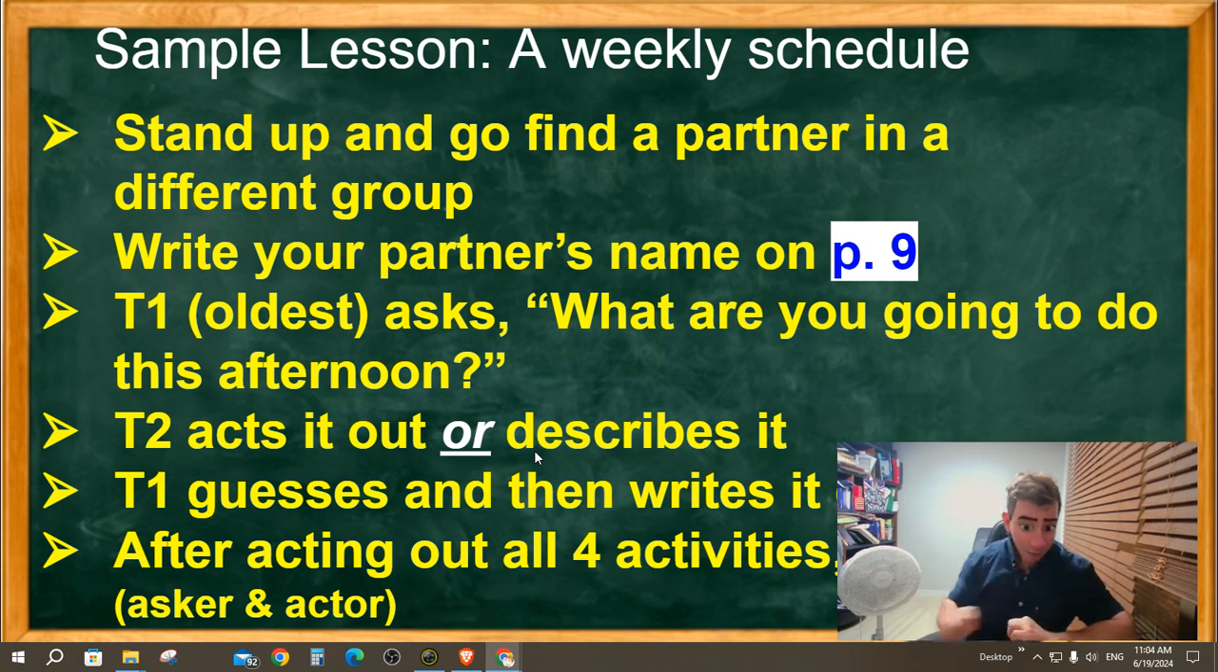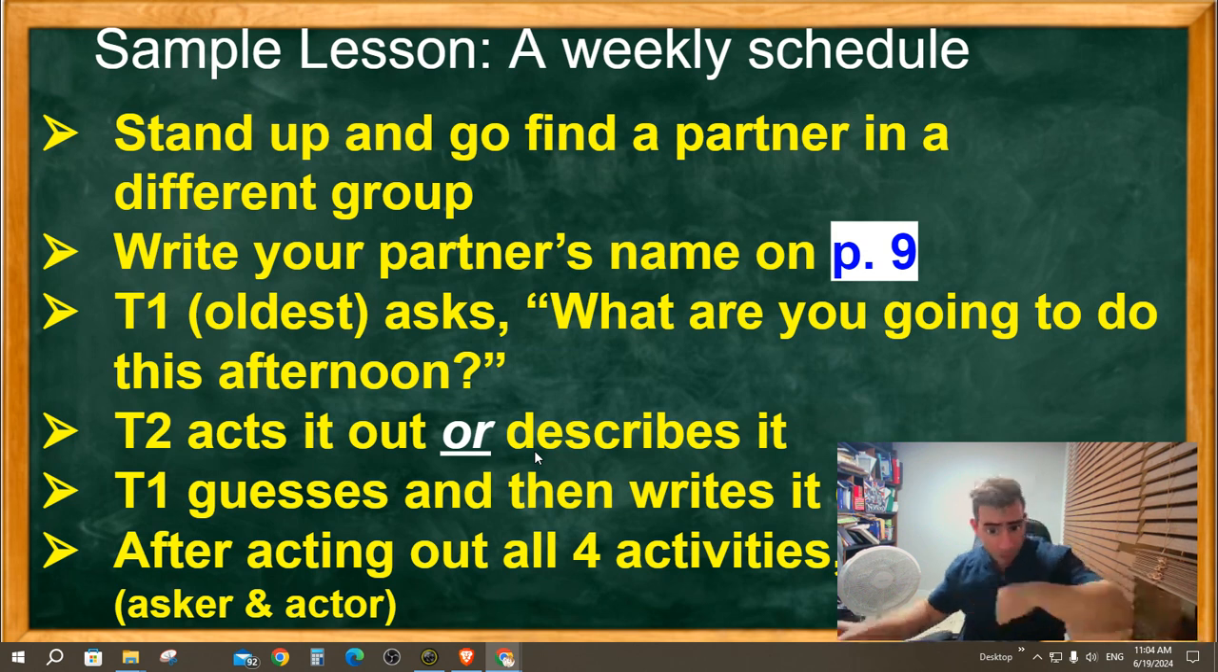Now let's make sure we know what to do. Are you going to sit down for this activity, Changyu? No, you're going to stand up. Are you going to work with the same partner, Misuk? No, different partner. And what page are we going to look at, Minso?